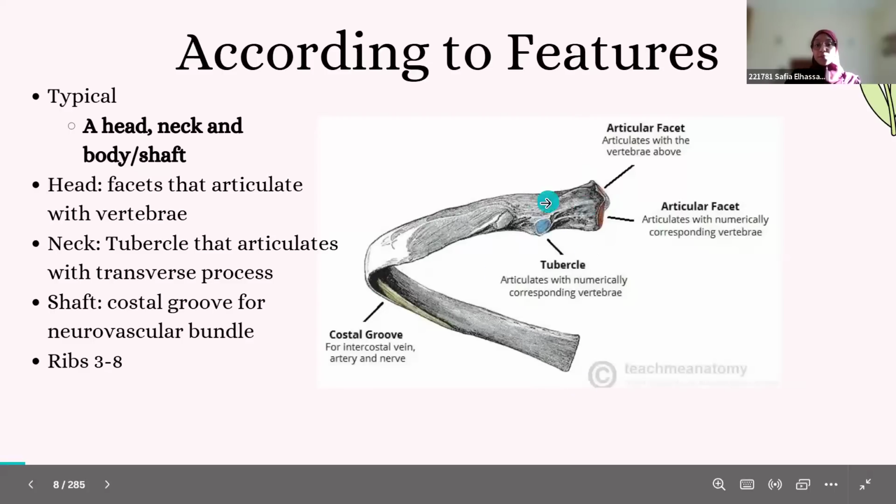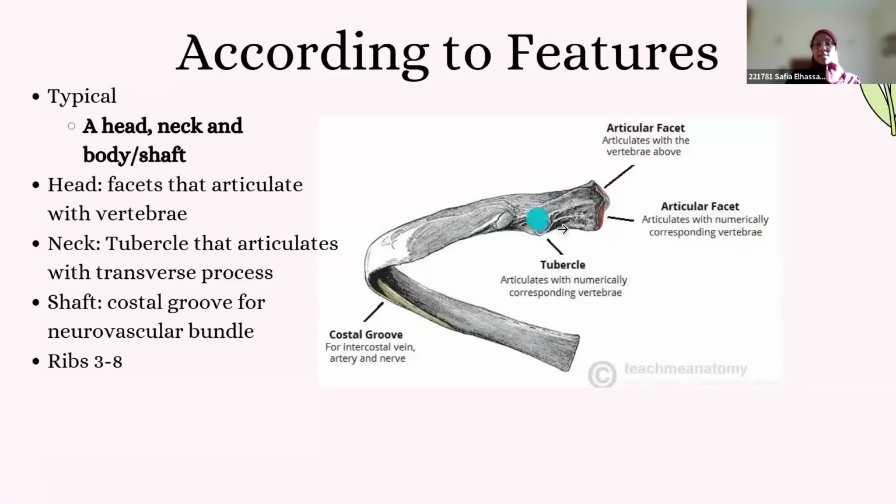And then we have a tubercle. This is located exactly at the junction between the head and the neck, and this is for articulating with the transverse process of the numerically corresponding vertebra. And then you have the body, or the shaft, and this contains a costal groove, which is just a groove for the intercostal neurovascular bundle, so the vein, artery, and nerve.